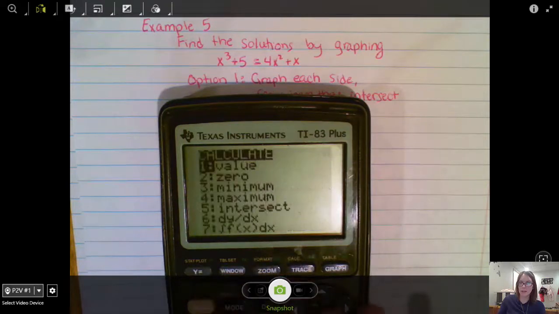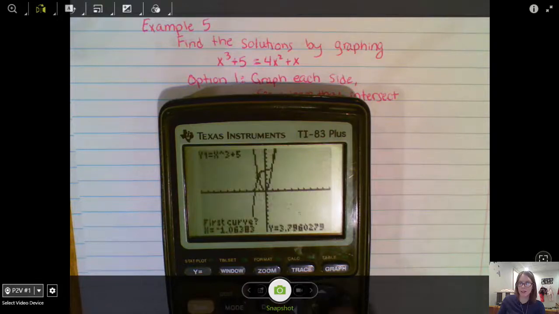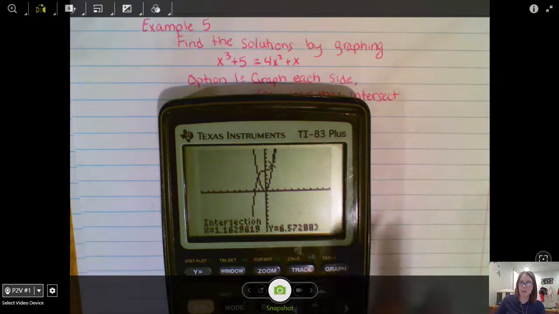To find my second intersection point, same place, second calc intersect. First curve, let's go around here. Second curve, I'm pretty close already. And guess. We get 1.16.